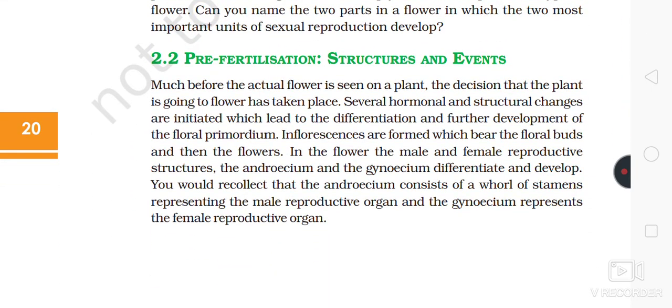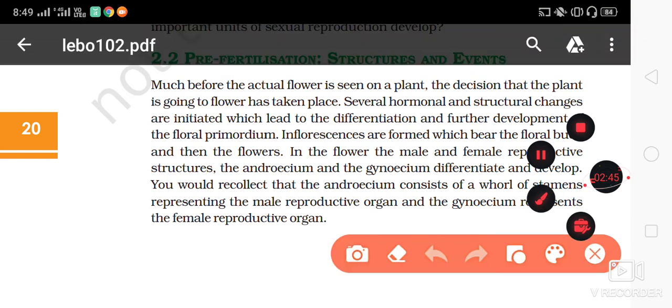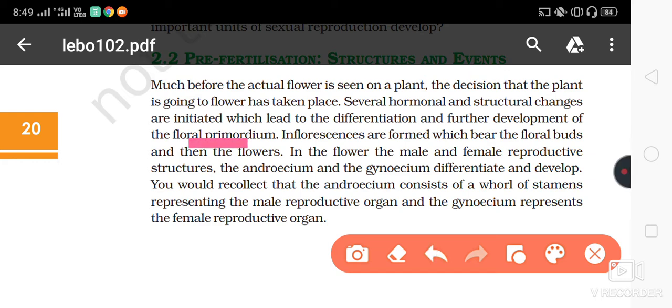2.2 Pre-fertilization, structures and events. Much before the actual flower is seen on a plant, the decision that the plant is going to flower has taken place. Several hormonal and structural changes are initiated that lead to the differentiation and further development of the floral primordium. Inflorescences are formed which bear the floral buds and then the flowers.